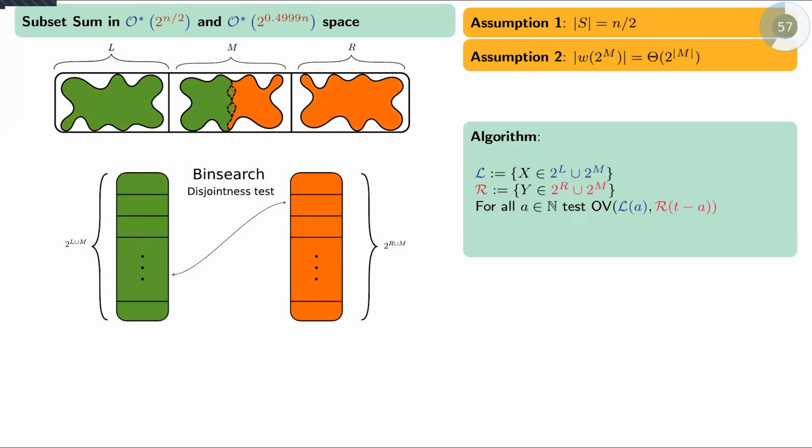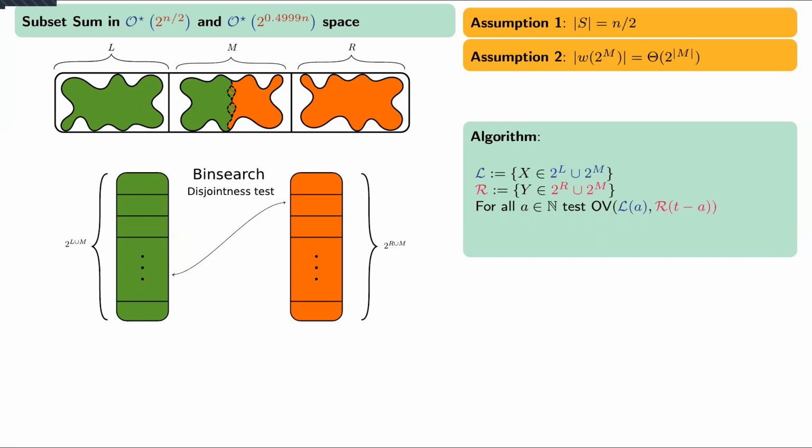Let me present to you the easy algorithm for subset sum. The algorithm is as follows. We again enumerate all the subsets of this capital L, but we add the sets from capital M to it, and the same for this calligraphic R set. So this calligraphic R set is every subset of 2 to the R plus 2 to the M.